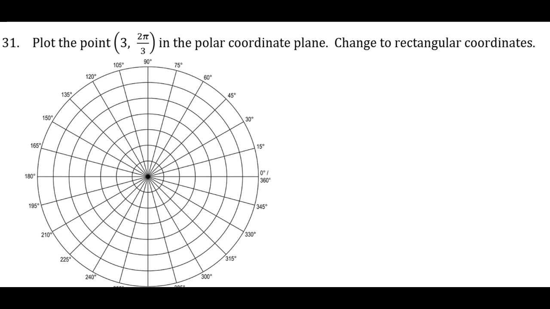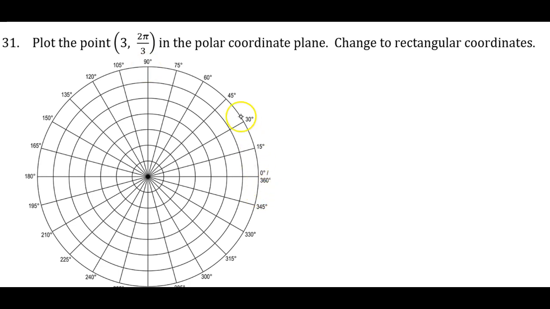Next one says plot the point 3, 2 pi over 3 in polar coordinates on the plane, then change it to rectangular coordinates. So first thing I want to do is come out 3 units. So I'm going to go out 1, 2, 3, and then that's my radius. So it's going to be somewhere along this circle right here with a radius of 3. And then I want to go out to 2 pi over 3.